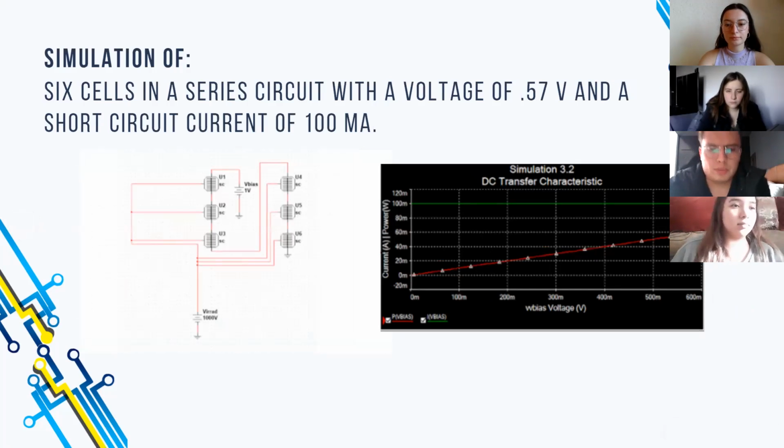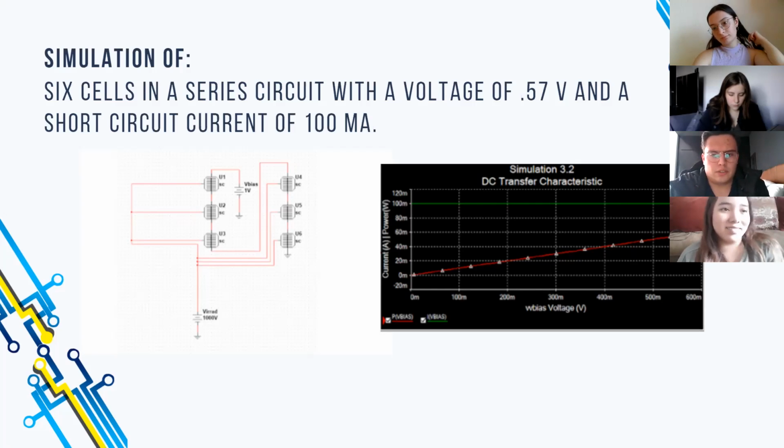This helps us to see how much the current and the power change over the voltage. Then we simulated a single module of 6 cells. This is also connected to the 1,000 volts, and it resulted in a max output of power of 57 milliwatts. For this, we changed the current of the photovoltaic cells to 100 milliamperes.